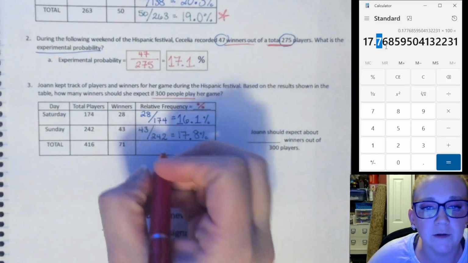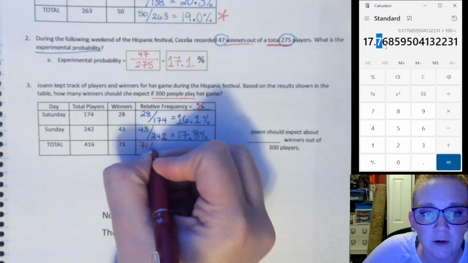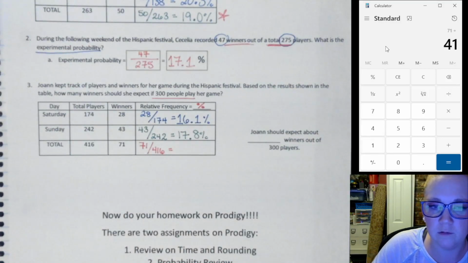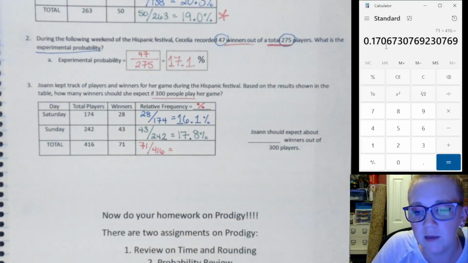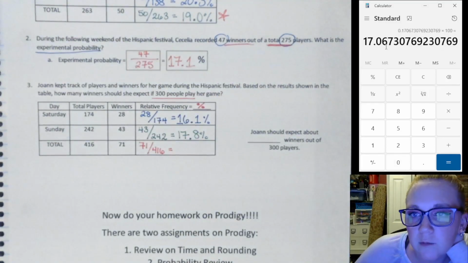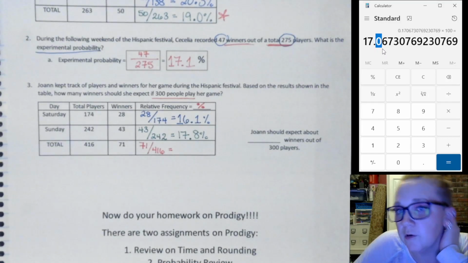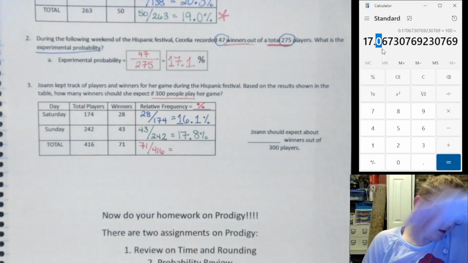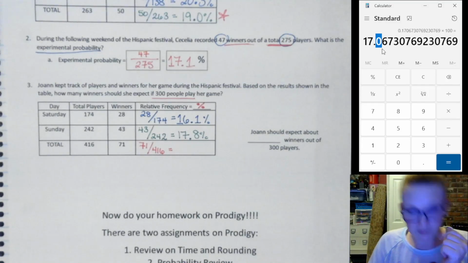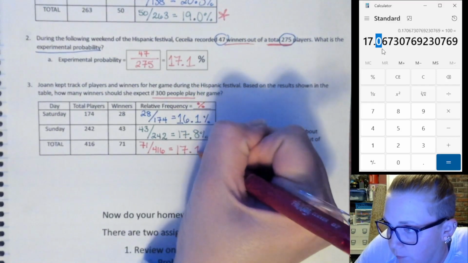All right, last one. Again, the winners, 21 out of how many played? 416. So 1 divided by 416. Again, that's not a percent, we need to multiply. Okay, and then we still have to round. Take that 0. That's right after it. Hopefully you see it's 6, just like in the last one. Will a 6 make a 0 go up or stay? Hopefully you said go up. 17.1%.